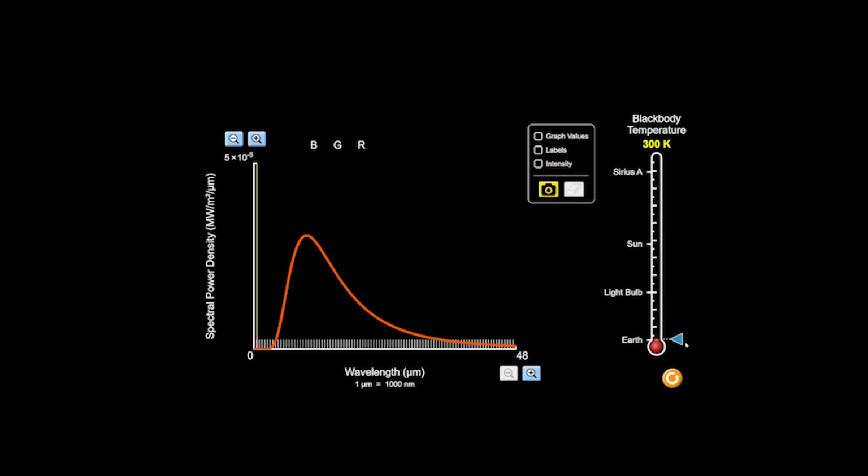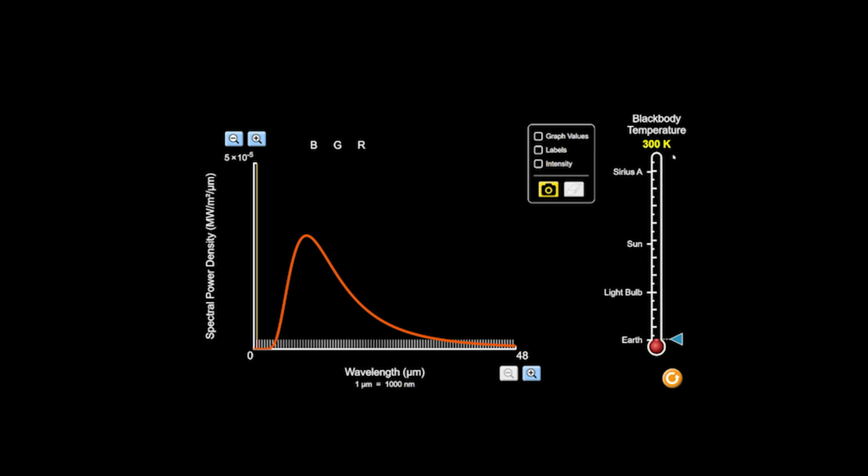So in any object, the charges in the atoms will be oscillating because of the thermal energy. So all materials will be radiating electromagnetic waves. This simulation from PhET will enable us to explore how the wavelength of that radiation changes for objects at different temperatures.